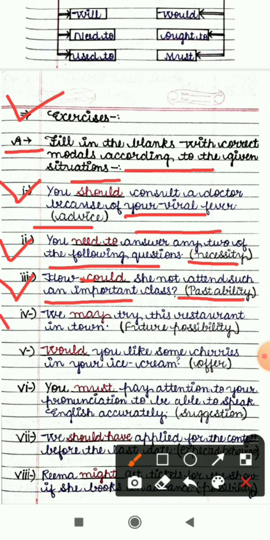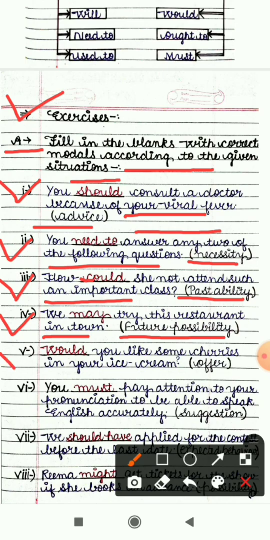Fourth sentence is: we dash try this restaurant in town. So here we have to show future possibility. So for possibility we use may. We may try this restaurant in town. So that means in future at any point we may try.